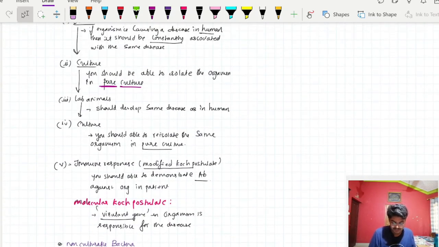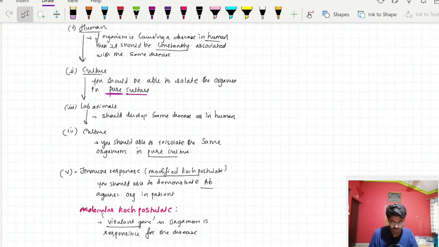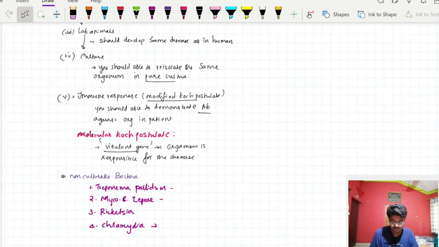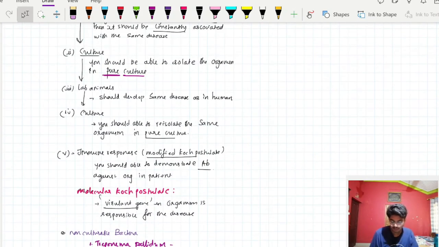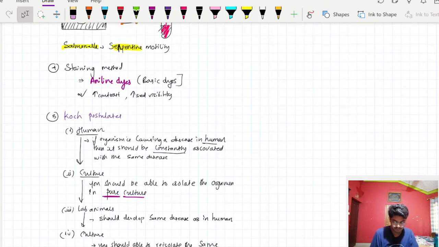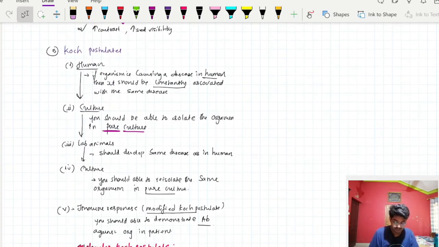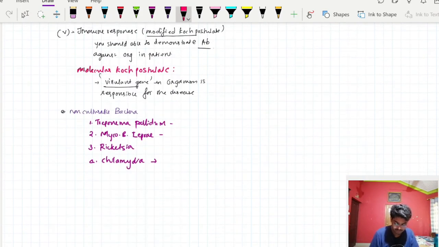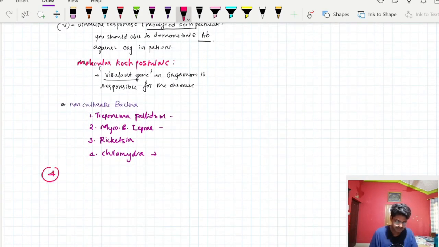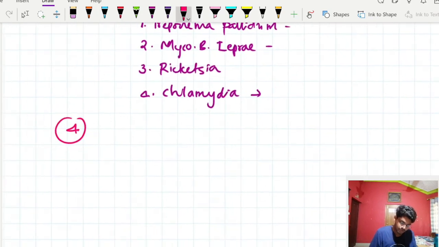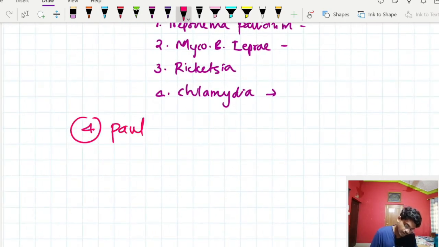So you see, these are the five postulates by Robert Koch plus the molecular Koch postulate, and there are non-culturable bacteria which do not come under the Robert Koch postulates. These are the innovations of Robert Koch. Then we talk about our fourth scientist, Paul Ehrlich. You already heard about him in chemistry, I think, in the second year CBSE plus two chemistry textbook.